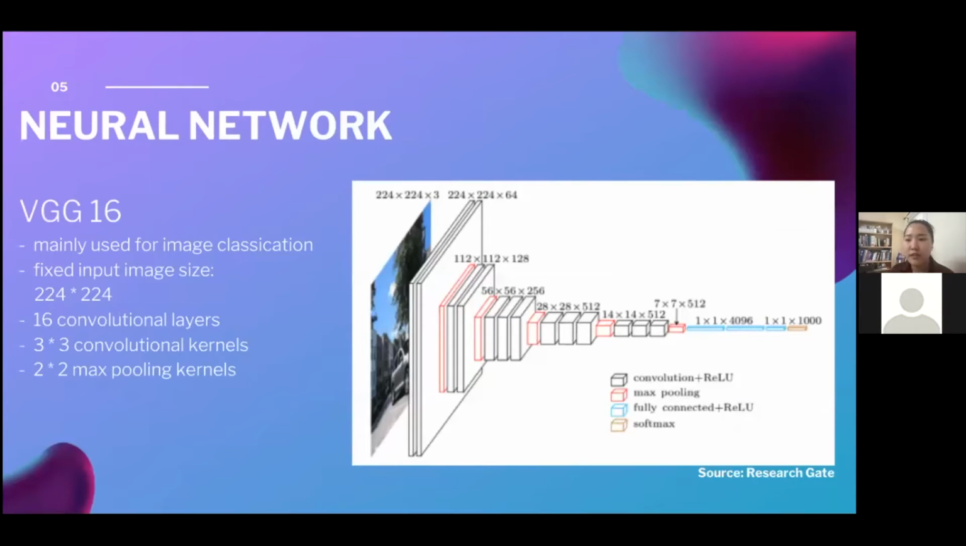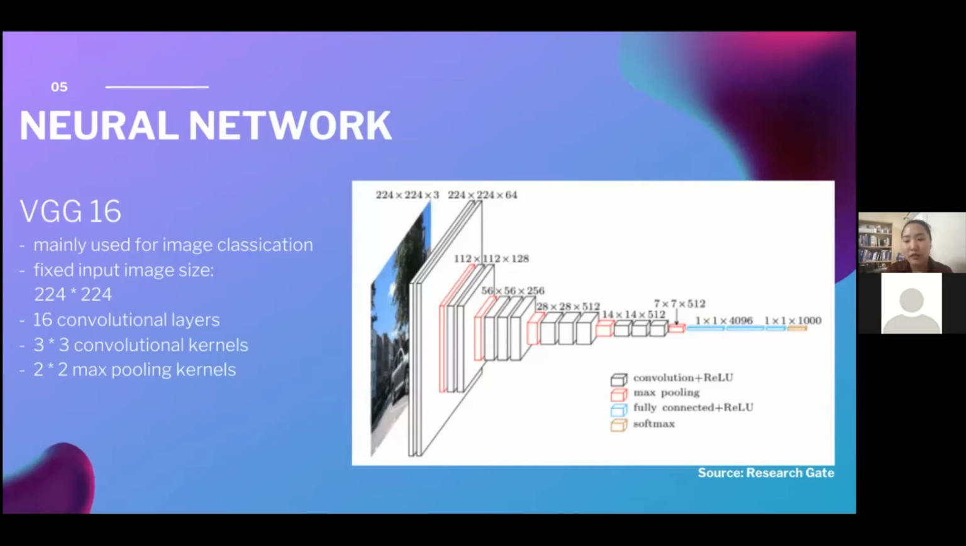I made 2 classifier models, one for age group and one for gender. And I chose VGG16 for those models because VGG16 is popularly used for image classification. It was originally trained with the ImageNet dataset. The input data size is fixed at 224 by 224. It contains 16 convolutional layers, 3 by 3 convolutional kernels, and 2 by 2 max pooling kernels.